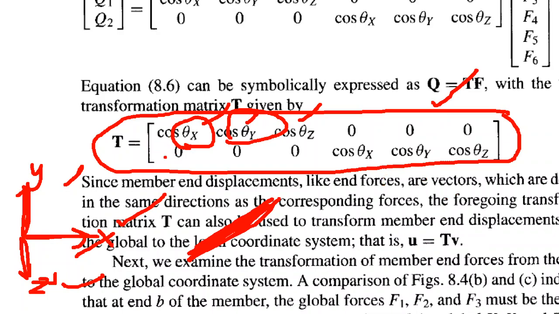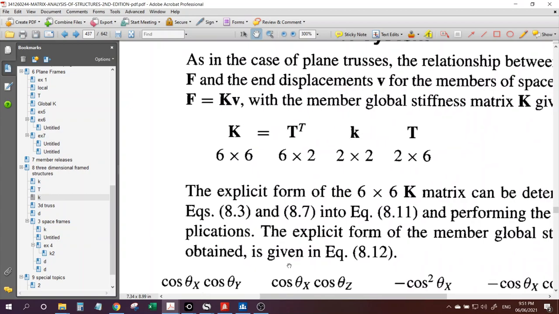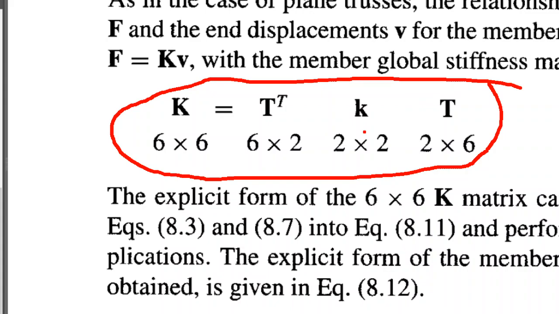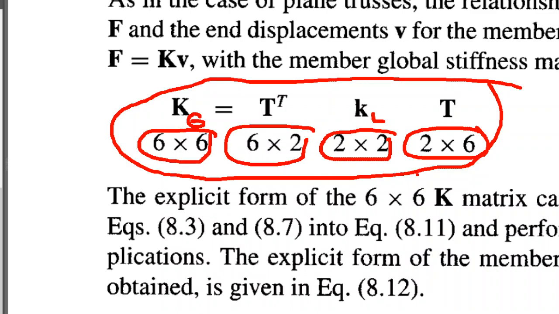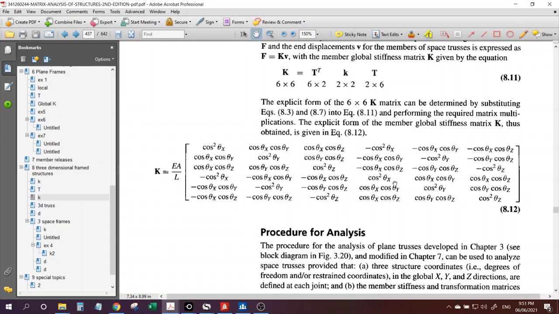This is a 2x6 matrix. Now, consistent with what we have been doing, remember this is the formula for getting the global stiffness matrix: T transpose K T, where K is the local stiffness matrix and this is the global. T is a 2x6, as we showed earlier, K local is 2x2, and then T transpose is 6x2. We will get a 6x6 global stiffness matrix. Once we do that, we can get the general global stiffness matrix of an axial member, which is a 6x6 stiffness matrix.